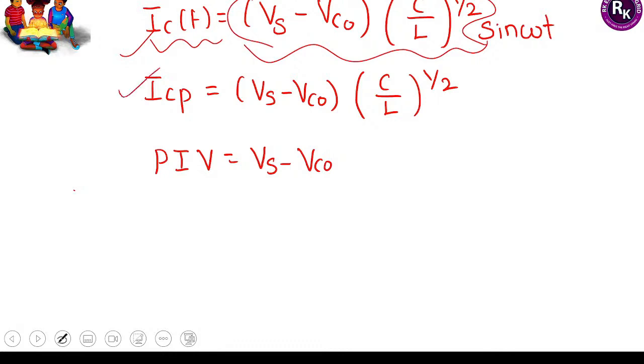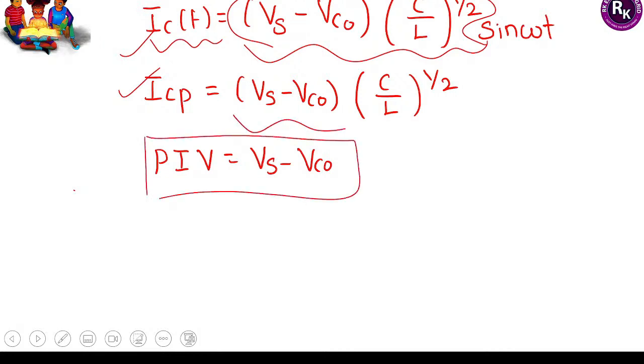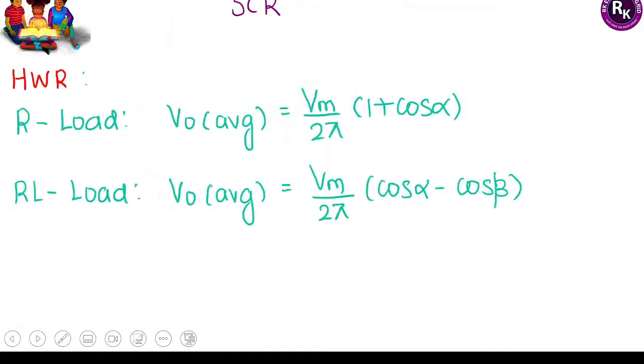So this is the ICP value, that is the maximum peak current. I have already written it separately. And the peak inverse voltage across the diode will become Vs minus Vc naught if it is given and is not equal to 0. This is the formula. Next, let us discuss SCR based circuits.